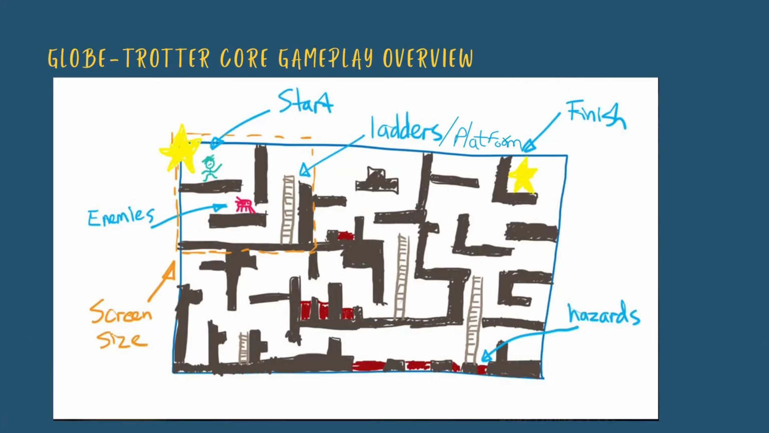This is the blueprint of our game. In this blueprint, you can see the start and finish line. Player and enemies also appear in this blueprint. There are also some hazards and platforms appearing in this blueprint.